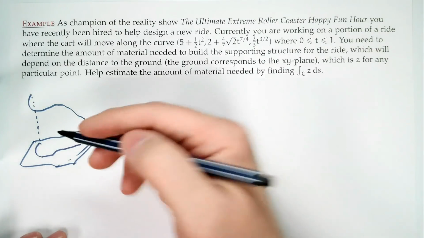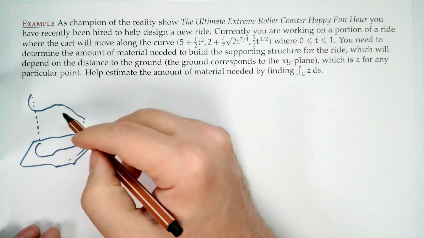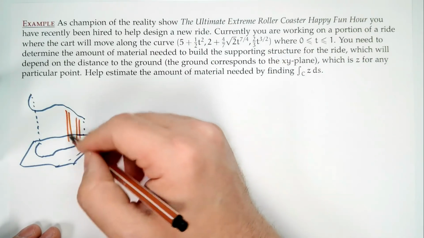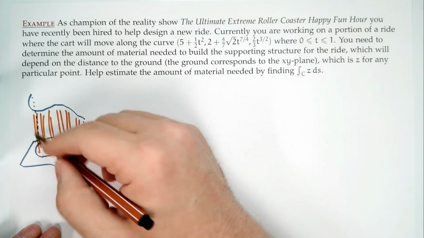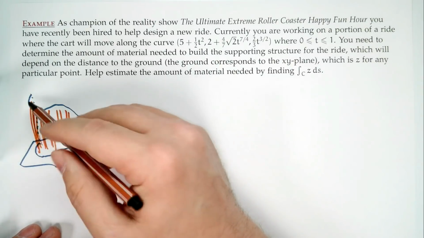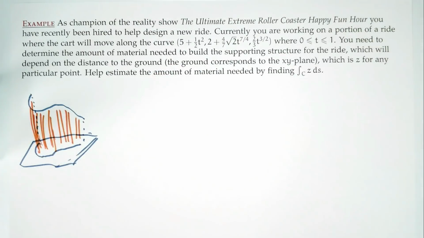And what we want to do is say, all right, how much support structure do you need? Well, you need to make sure you have stuff that can support the ride. So you have to build supports going up to the ride. And so that information is found by the area from the height down to the bottom, because then you can say, okay, here's how much support structure I need.